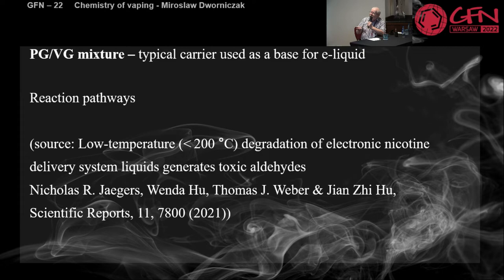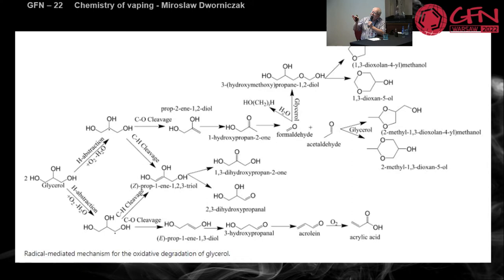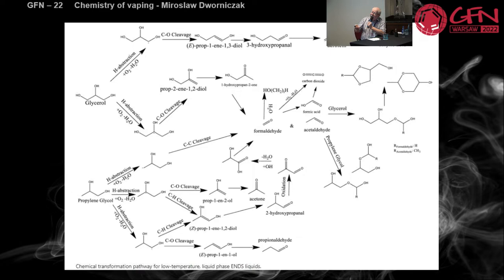toxic aldehydes. Of course, this is mainly for chemists, but as you can see, there are plenty of those carbonyl group present in those compounds: acrolein, acrylic acid, acetaldehyde, formaldehyde, and this is only when we have only the decomposition of glycerol. When we have glycerol and propylene glycol, then those pathways are interlaced. So there are many, many more compounds.